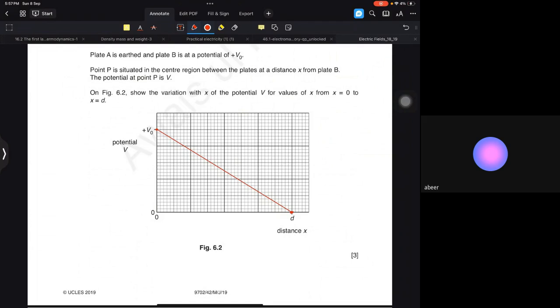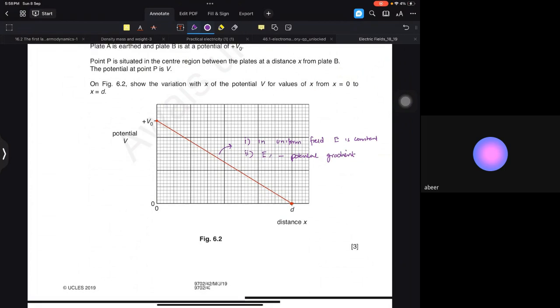Yes, sir. The reason why this has a negative gradient and is a straight line is, number one, in a uniform field, E is constant, so the gradient will be constant. And number two, E is basically the negative potential gradient. So whenever you have a potential graph, E will always be the negative gradient of that. That's why it has to be like this.